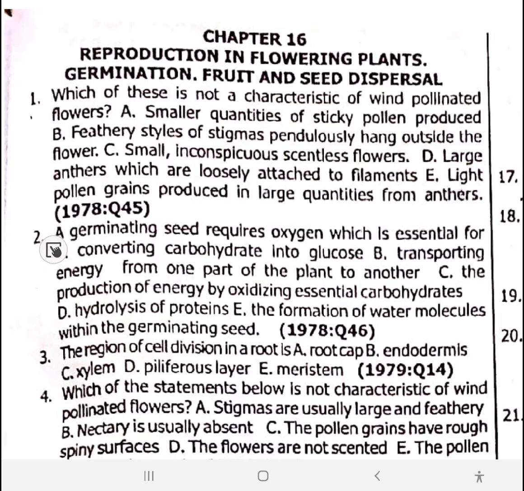Number 2, a germinating seed requires oxygen, which is essential for producing energy by oxidizing essential carbohydrates. Full stop. So let's go through our options. Option C is the correct option. Production of energy by oxidizing essential carbohydrate.